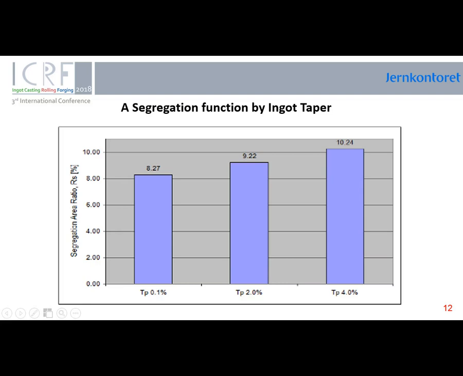To analyze the influence of ingot taper on segregation, 3 simulations have been made with ingots having taper of 0.1, 2.0, and 4.0%, keeping the H/D ratio and all other parameters unchanged. As you can see in this slide, the area affected by segregation is larger if the ingot taper is high.